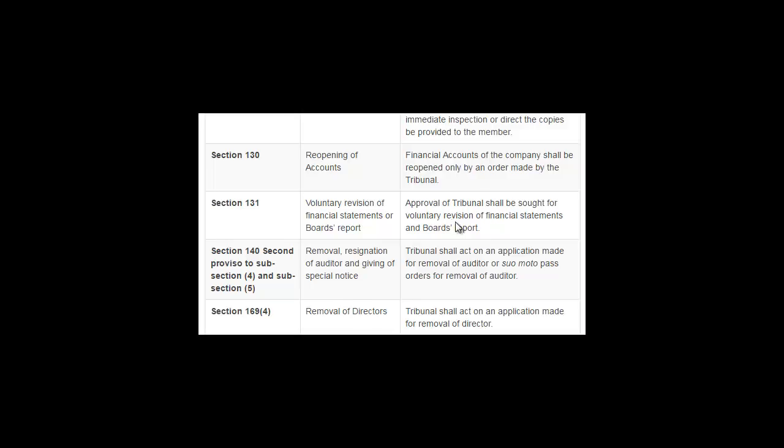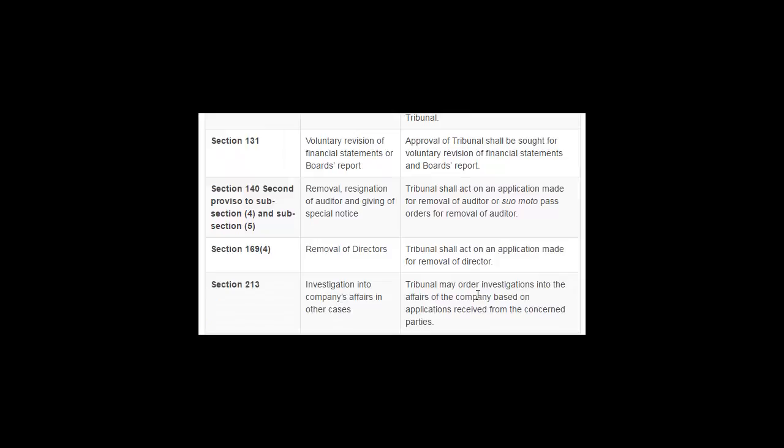Section 140, second proviso to subsection 4 and subsection 5, talks about removal and resignation of auditor and not giving of special notice. So the tribunal shall act on an application made for removal of the auditor, or suo motu pass orders for removal of the auditor. It talks mainly about the removal and resignation of the auditor and giving of special notice.